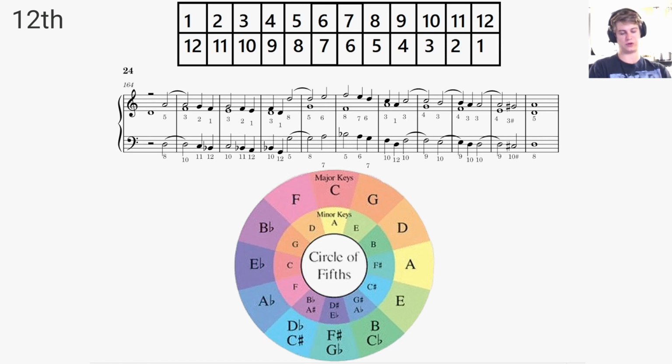So now what happens if you want to invert by the 12th and stay in the same key? There's a few ways you can do this.